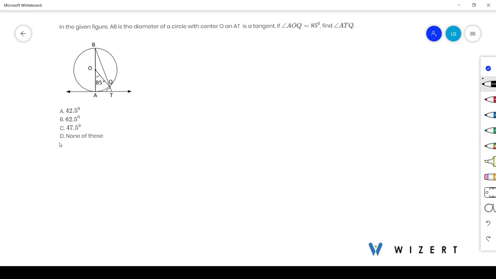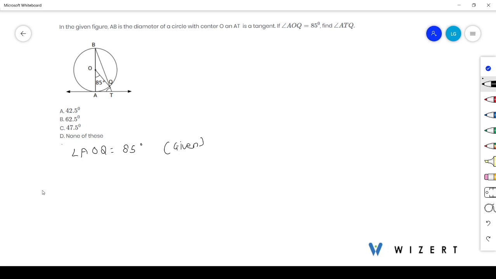Our question is, in the given figure, AB is the diameter of a circle with center O and AT is a tangent. If angle AOQ equals 85 degrees, find angle ATQ. We have given angle AOQ equals 85 degrees.